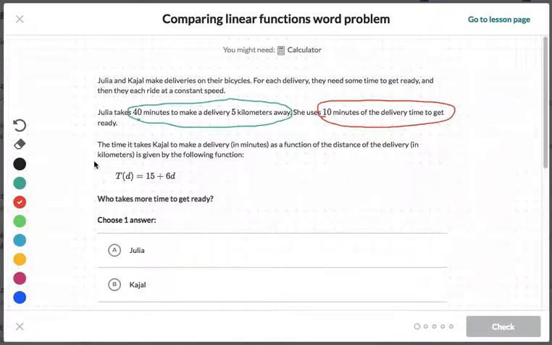Now, in this one here, we actually have an equation, and when we look at the previous equation where we had T of D is 6D plus 10, this one here we see as T of D is 6D plus 15. So who takes more time to get ready? Well, Kajal obviously takes more time to get ready because he's got 15 minutes that he's getting ready in.